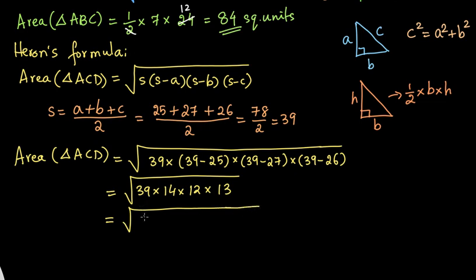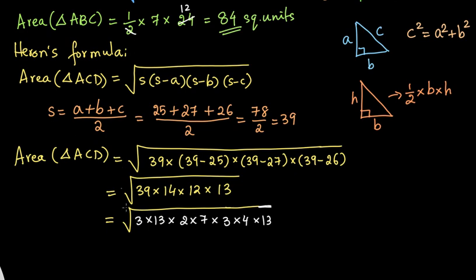That is, 39 can be expressed as 3 times 13. Let me use a different color here. So 3 times 13 is 39. 14 can be written as 2 times 7, and 12 can be written as 3 times 4 into 13. 4 is not a prime number, but still we don't have to express 4 as a prime number product. We can directly find the square root of 4, right?